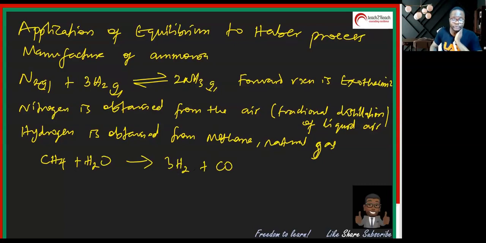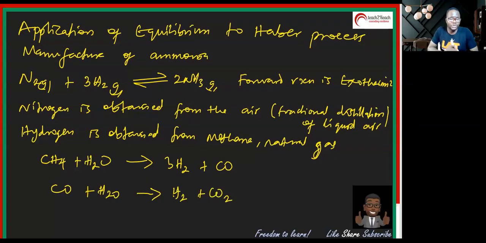That is getting hydrogen from that. It's going to give you this, and of course your carbon monoxide can further react with the steam, which is water, to give you this. So this is how to obtain your hydrogen for the manufacture of ammonia. Please, you need to know this equation.